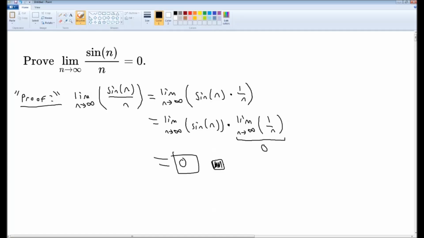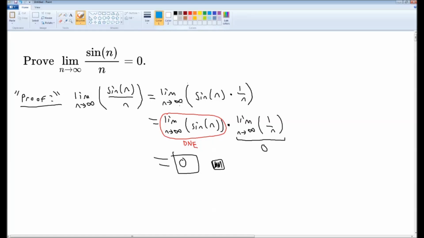Okay, so let's see if you can find the problem with this proof. Pause the video if you need time to think about it. There's multiple things I don't like about this proof, but the biggest mistake is going from here to here without making sure these limits exist first, okay? Because this limit right here of sine of n, this limit actually does not exist, okay?